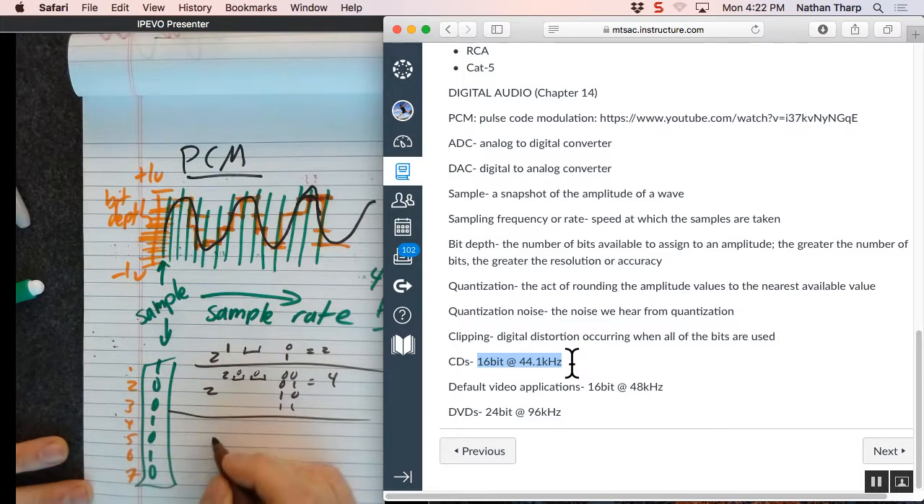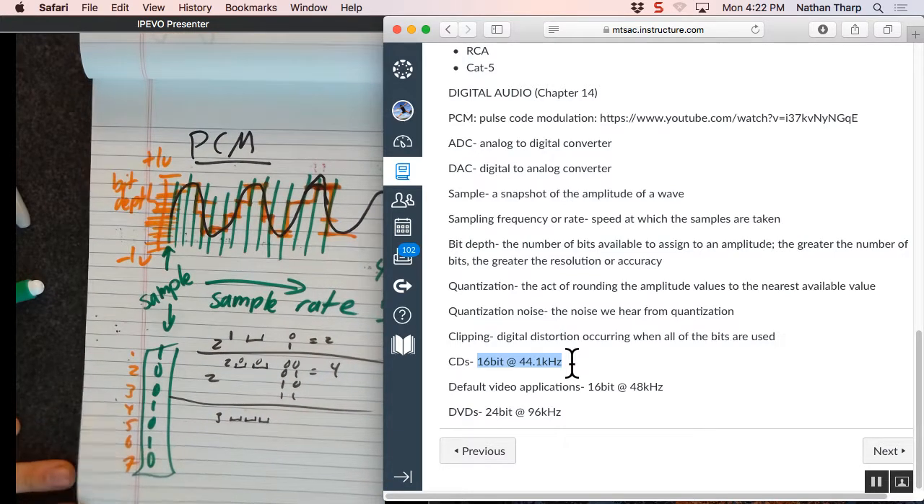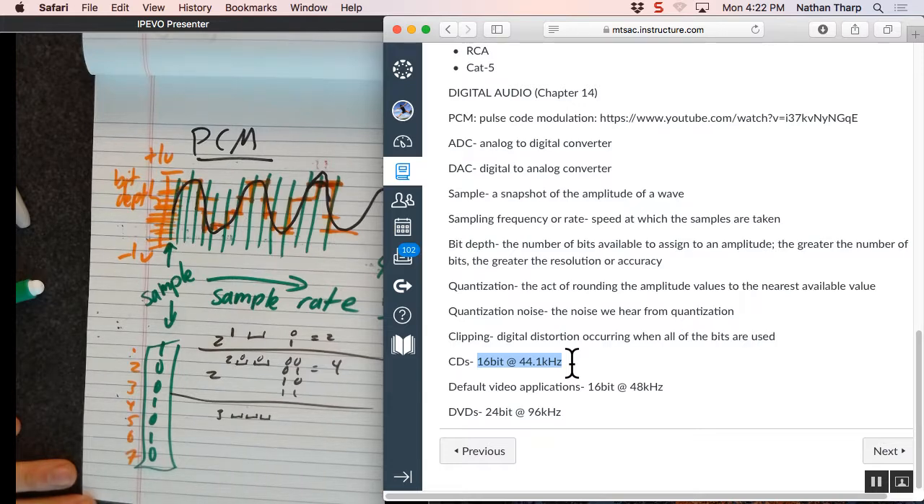If I get up to a 3-bit system now, so I have 3 digits that can each be either 1 or 0, how many values can I have here? 2 to the third is 8. Not 2 times 3, but 2 to the third power.